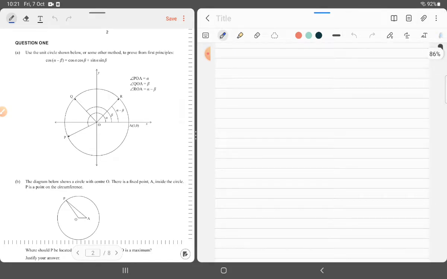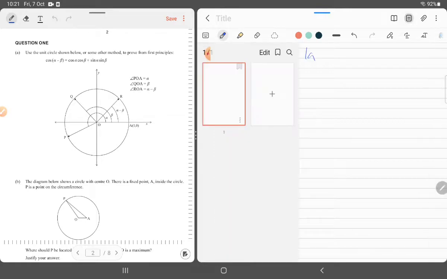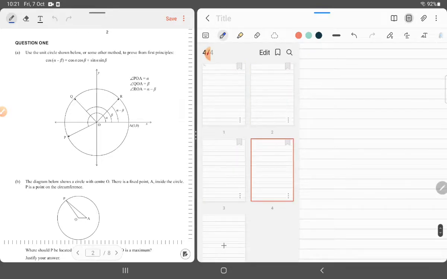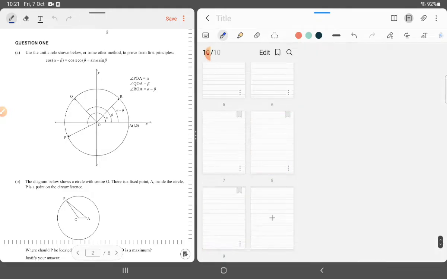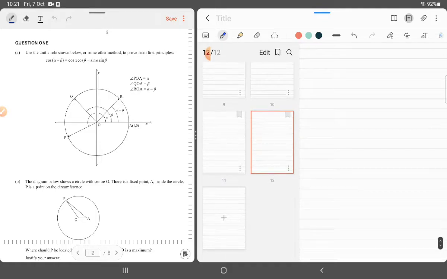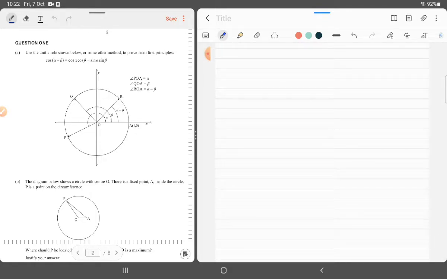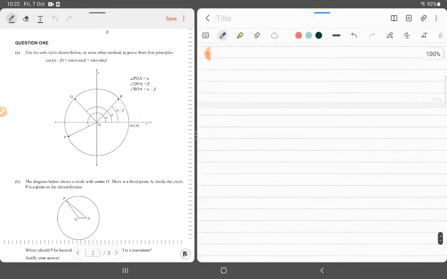So question 1A. Use the unit circle shown below or some other method to prove from first principles that cosine of alpha minus beta is equal to cosine alpha cosine beta plus sine alpha sine beta. I'll show both methods actually.